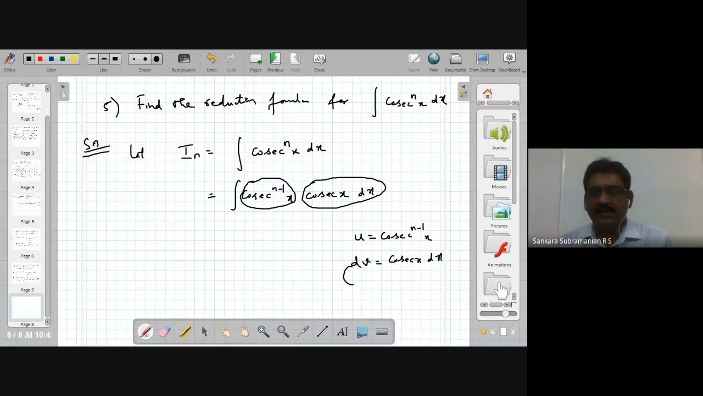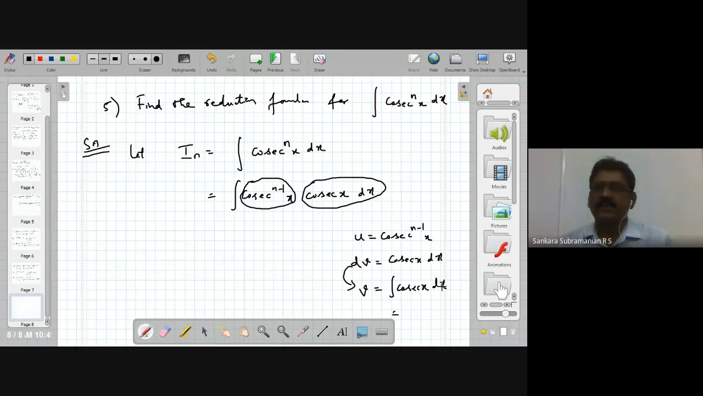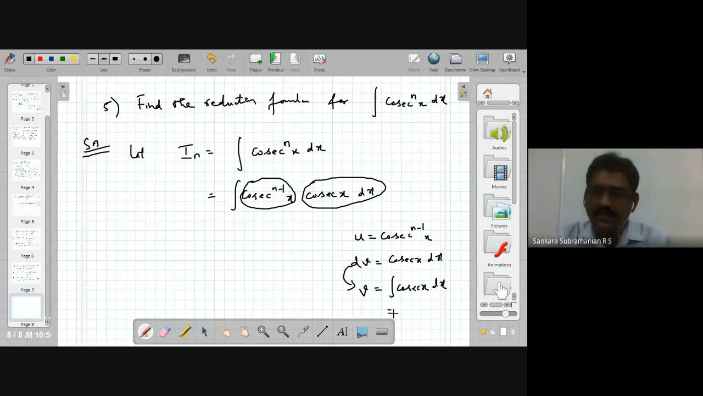Okay, to get v we need integration of cosecant x dx. What is integration of cosecant x dx? Sir, cot x. Only one person is answering? We need the formula. Cosecant x into cot x.